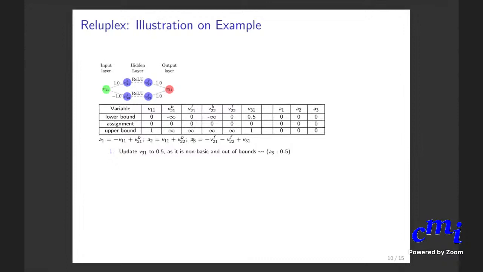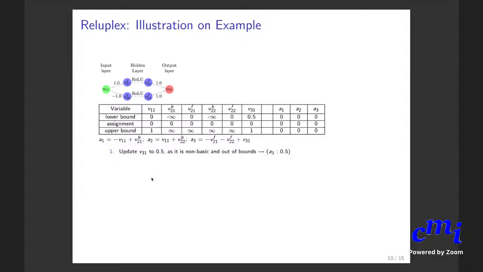Let's see. Here what we're trying to see, once again, is whether the output V31 can be made to lie between 0.5 and 1 by some input. Yes, it is possible, because you can get V11 to be 0.5 or minus 0.5. So that is what I'm trying to solve.